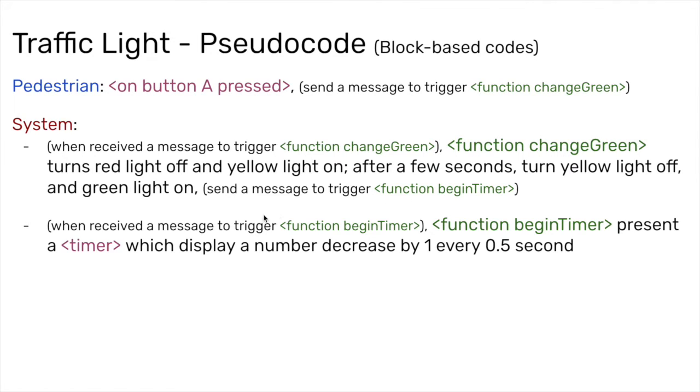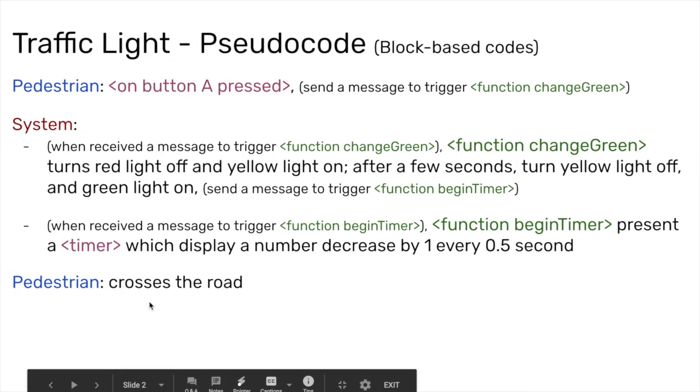When the green light is on, it will send out a message to trigger the begin timer function. And when this function runs, the timer will decrease by 1 every 0.5 seconds. And then pedestrians begin to cross the road.